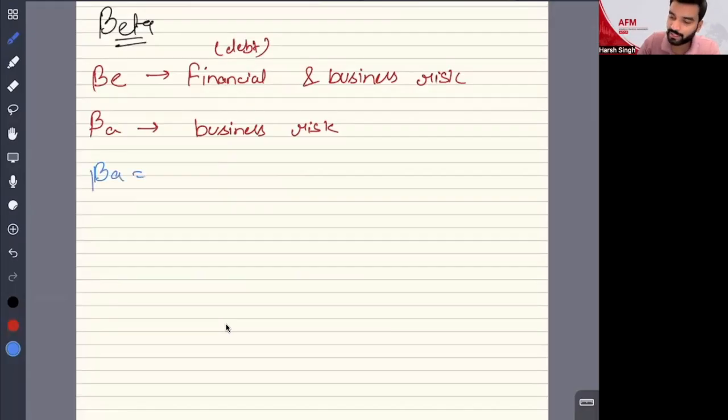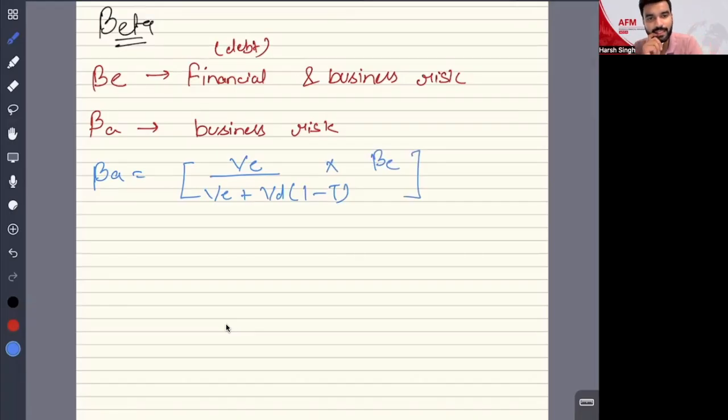We calculate beta asset using the formula: value of equity upon value of equity plus value of debt times (1 minus tax), multiplied by beta equity. This is the formula that we have been using, everyone. Against it, we have another term where we multiply beta of debt. But since this company is considered ungeared, the asset beta is therefore ungeared.